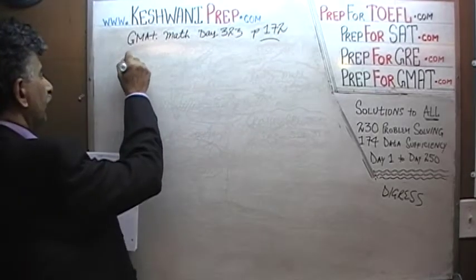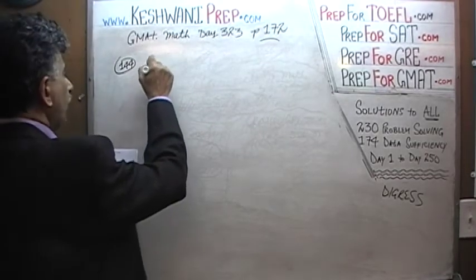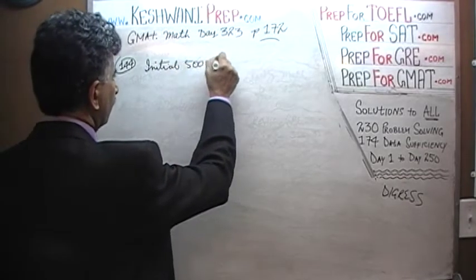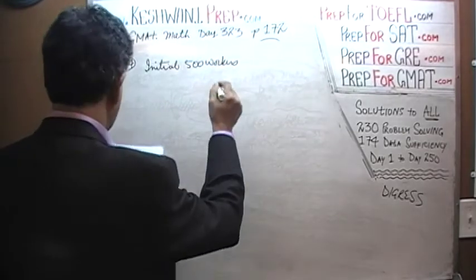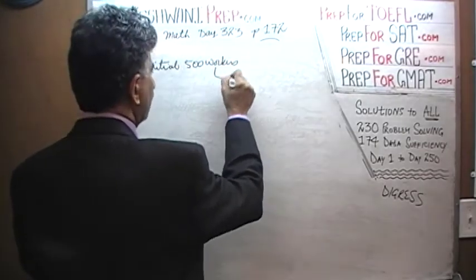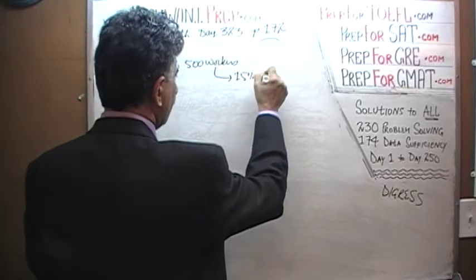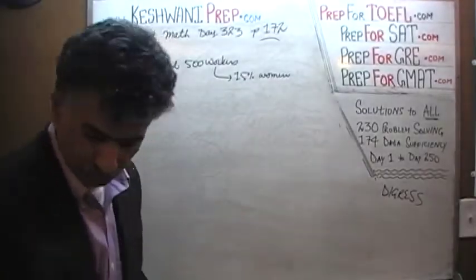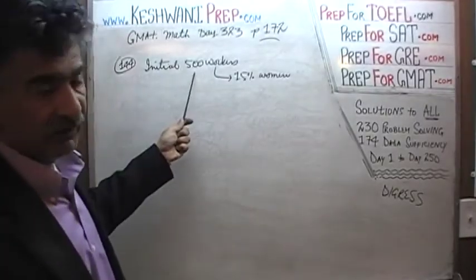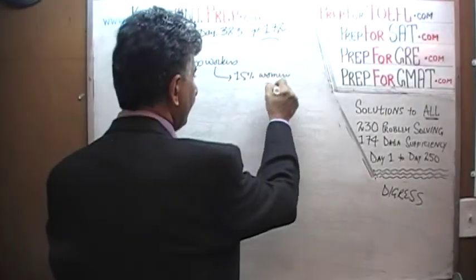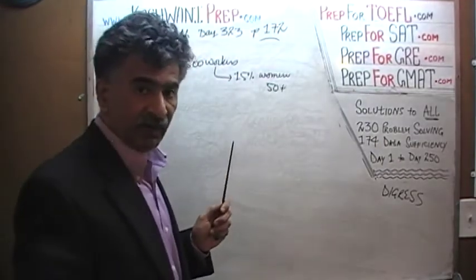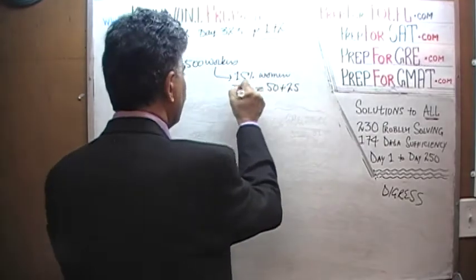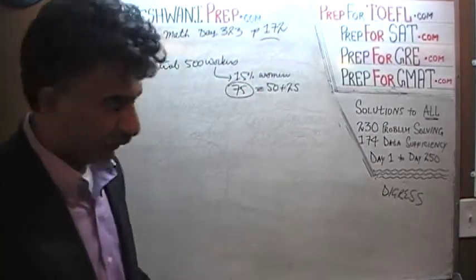In 144, we are told that initially we had 500 workers. And we are told that of those 500 workers, 15% were women. We know that 10% of 500 is 50, and another 5% would be half of 50, which is 25, which means we had a total of 75 women to start out with. Let's see what happened next.